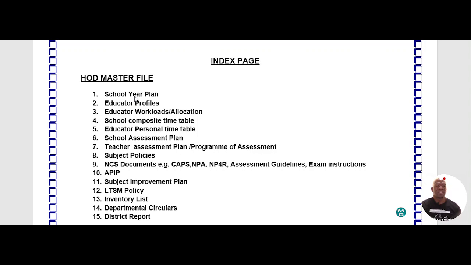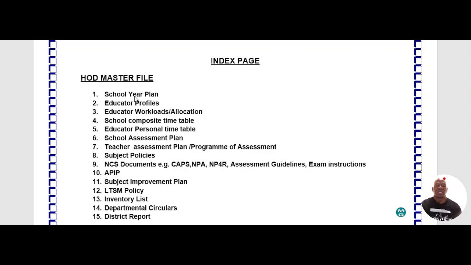Right. Moving right along, the second one is the one that is going to speak to the educator profiles. So in terms of educator profiles, we are indicating that the HOD must now give us an indication of who are the teachers that are reporting to him or her in the department in terms of the subjects that he or she is heading. For instance, we're going to have the names of the teachers, the subject that they are teaching and their qualifications.